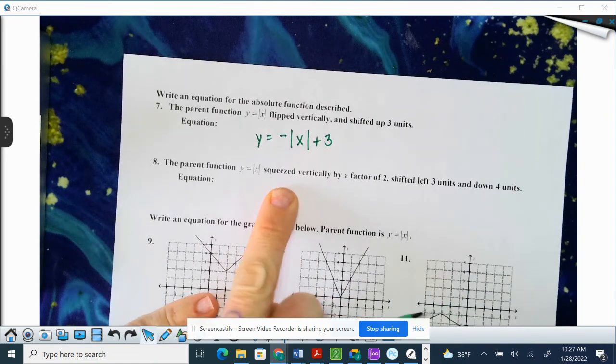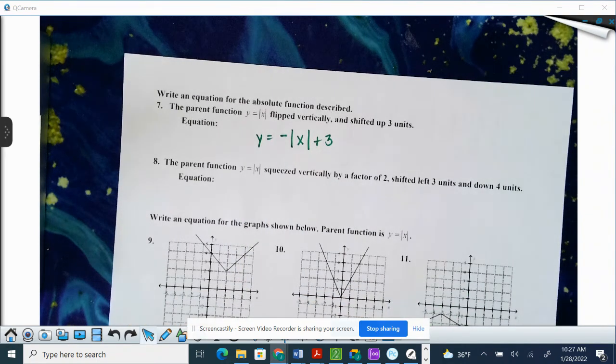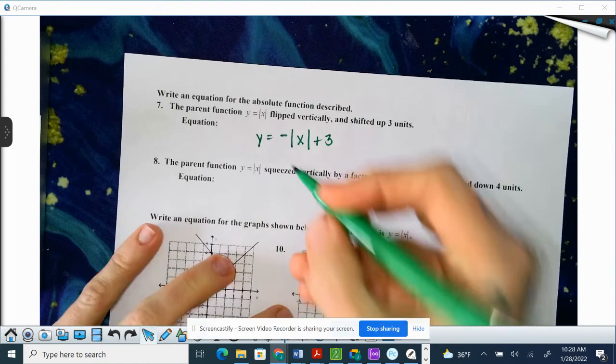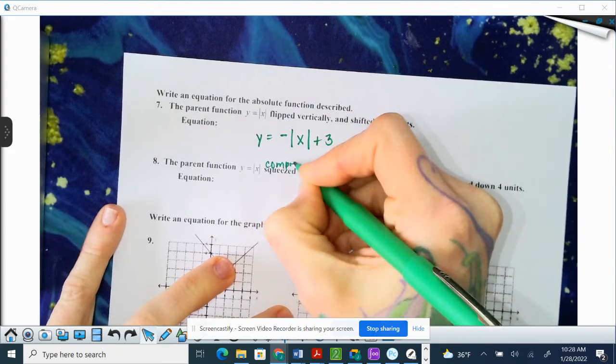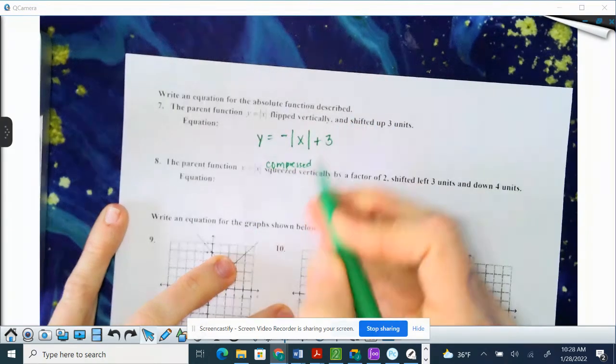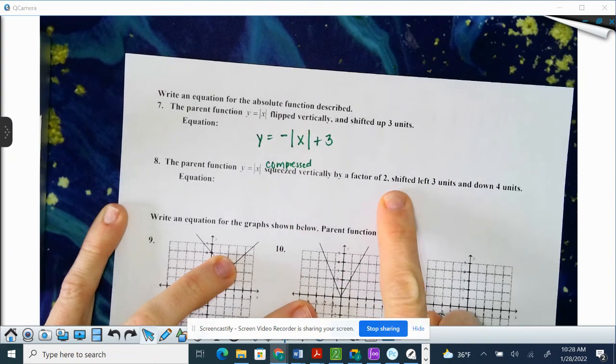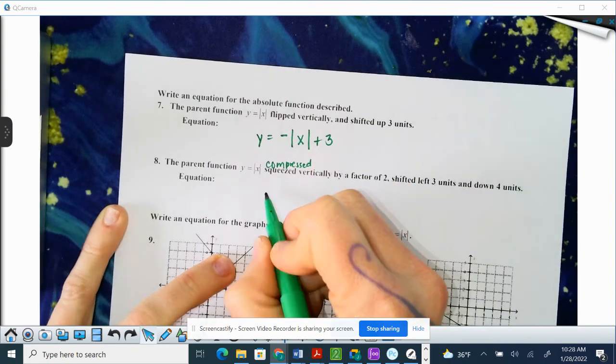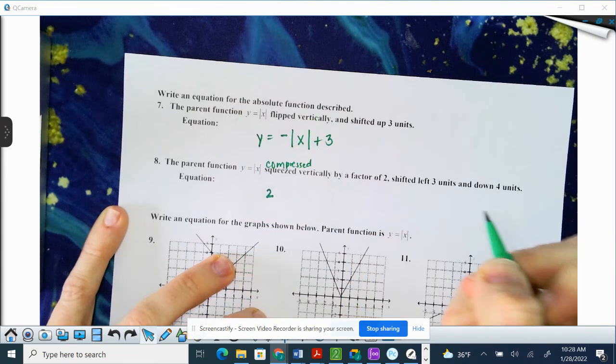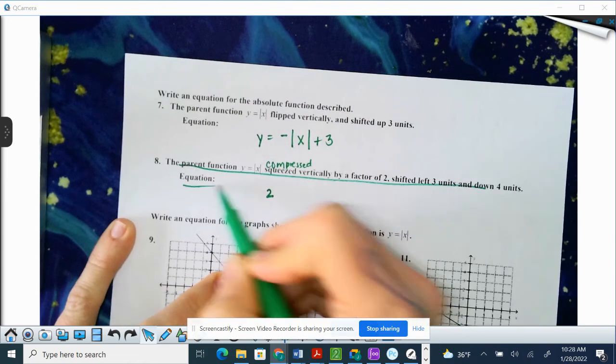Squeezed vertically, which means it's going to push down. That's going to be your compression. So compression is the other word. That means it's going to get smaller by a factor of 2. That one is not going to work, we're going to disregard this one. This wording is different, not a good Math 3 worksheet.